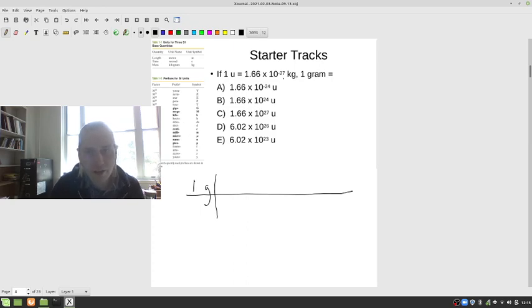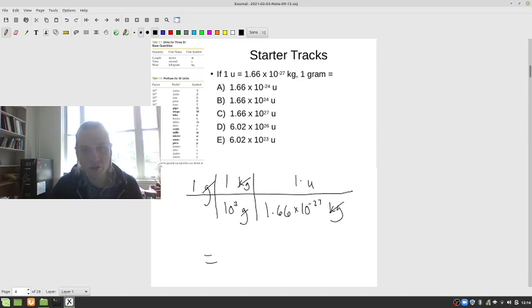So I could go ahead, kilogram. Kilo is 10 to the 3. So 10 to the 3 grams is 1 kilogram. And then I need to go from kilograms to AMUs, so 1.66 times 10 to the minus 27 kilograms is 1 U. Then the grams cancel out, kilograms cancel out, 1 times 1 times 1 on the top, divided by 10 to the third on the bottom, divided by 1.66 times 10 to the minus 27th on the bottom.